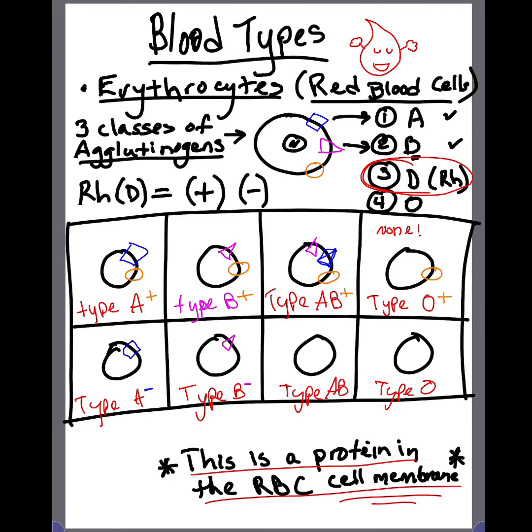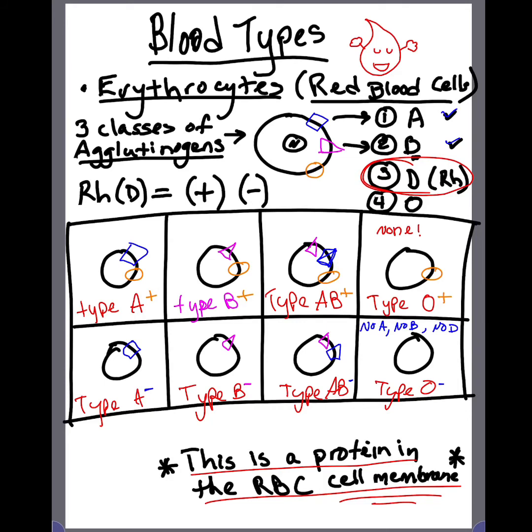Now, a patient that has type A and B, it means that they have these two, A and B, but no RH factor. So that means they are type AB negative. And for patients that are O negative, it means that they have none of the above. No A, no B, and no D.